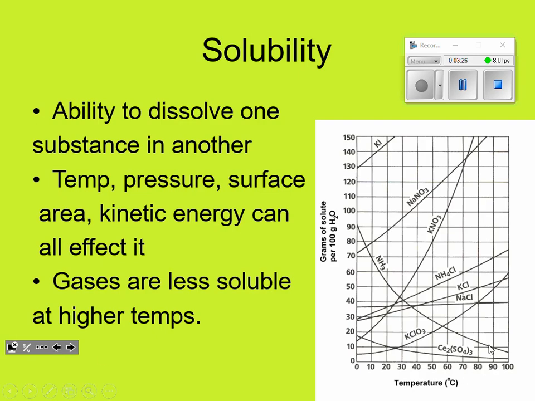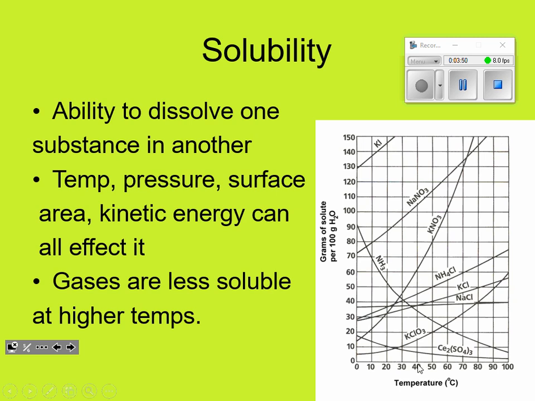If we look back at the solubility curve, let's take, for example, sodium nitrate. At 40 degrees Celsius, you can dissolve roughly 105 grams. So if I add 105 grams of sodium nitrate at 40 degrees Celsius, it would all dissolve and I couldn't dissolve any more. This line is the saturated point.